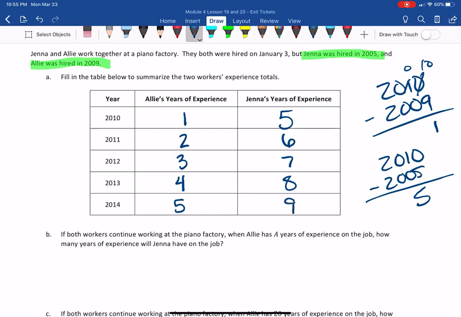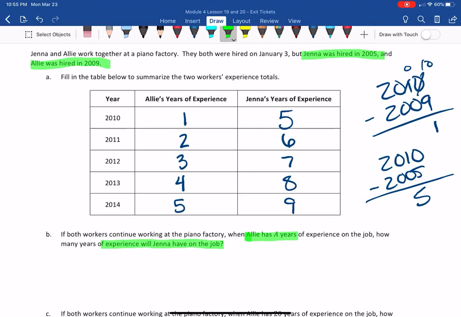So that table was pretty easy for you to see, but if you look at these next questions, this is what I wanted to mention for a quick second. It says, if both workers continued at the piano factory when Allie has A years, how many years of experience will Jenna have on the job? Remember, you can use these tools. If you have a stylus, you can use the same tools that I'm using right now. I want to figure out how much Jenna has if Allie has A years, and write an expression for that.